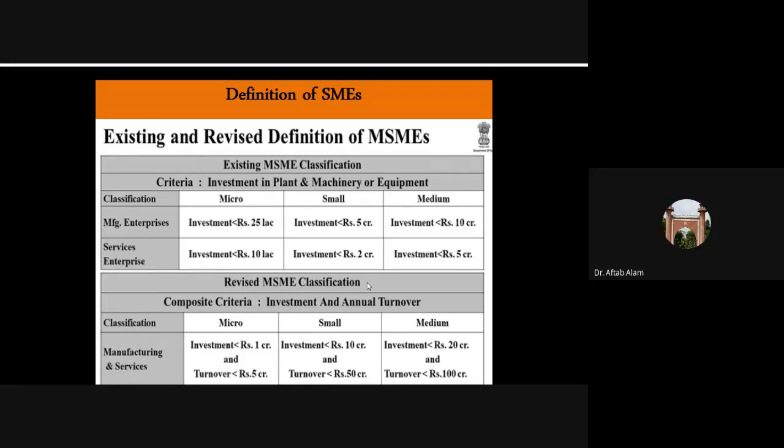This is the definition. In fact, in the first part you can see the existing MSME classification. This classification is based on the MSMED Act 2006. The first part, the upper part, is the existing definition that was defined in the Act 2006, right? And the classification is on the basis of manufacturing enterprises and services enterprises. On the left side, in the first column, you can see classification, and below that manufacturing, and after that services.